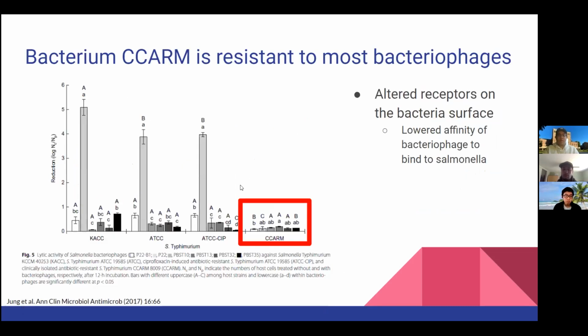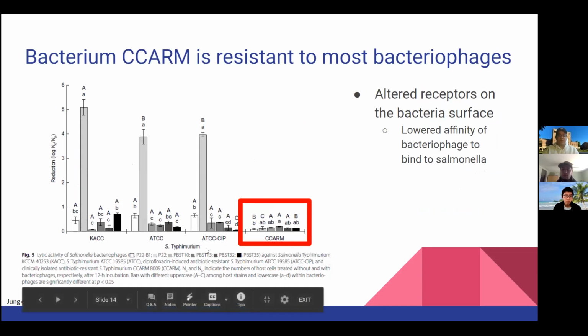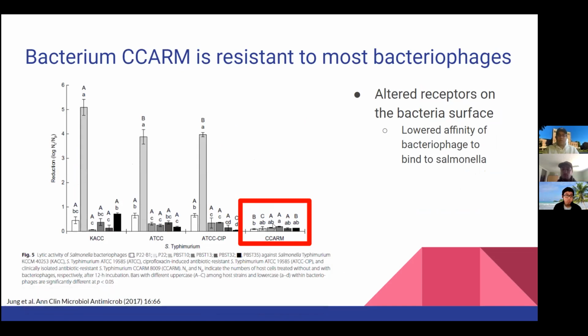In this experiment, the researchers infected all 4 strains of Salmonella with all 6 bacteriophages. Firstly, you can see that the Salmonella bacteria CCARM was not able to be lysed by any of the bacteriophages. One conclusion that the paper went over was that the CCARM strain had altered receptors on its bacterial surface. So meaning that the bacteriophages may not have been able to recognize the receptors and thus were not able to engage in their life cycle and lyse the CCARM strain.